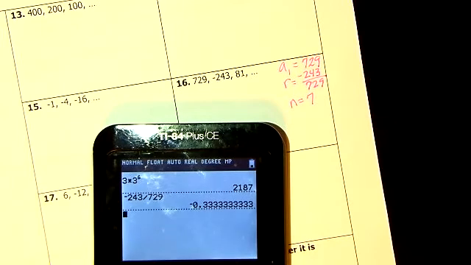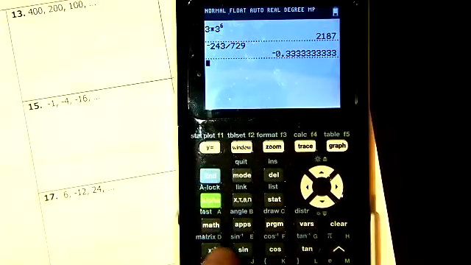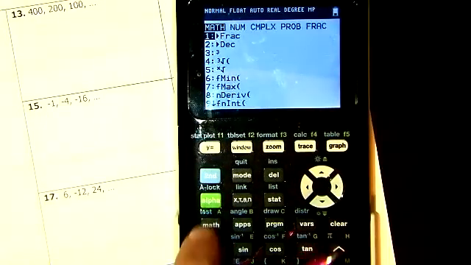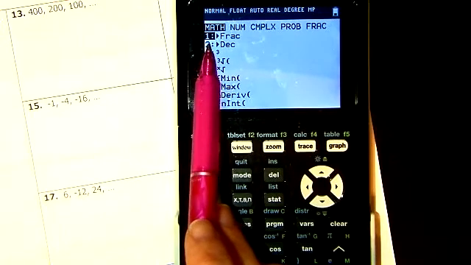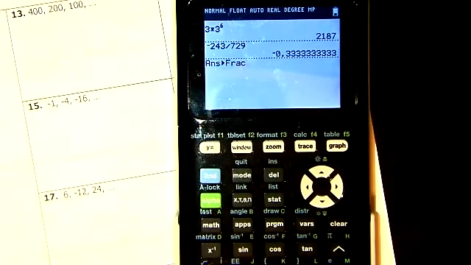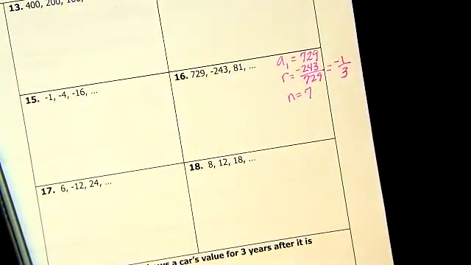But if I don't know that, what you can do is hit the math button, okay? And the math button is right here, the word math. I'm going to click math, and we want this to be a simplified fraction. So notice how 1 is highlighted for fraction. So we press enter, enter. It's going to change that decimal to the fraction, which tells me that my r is negative 1/3.